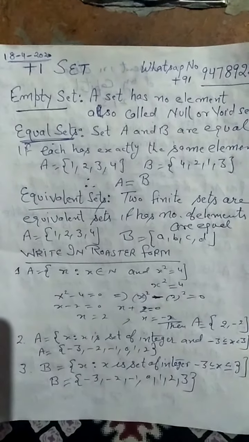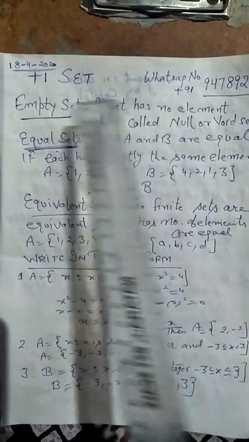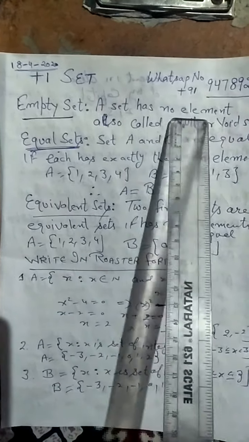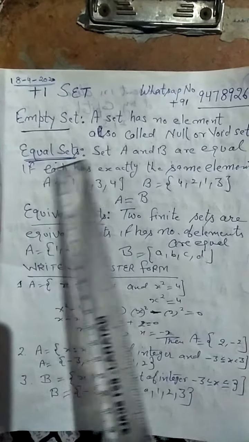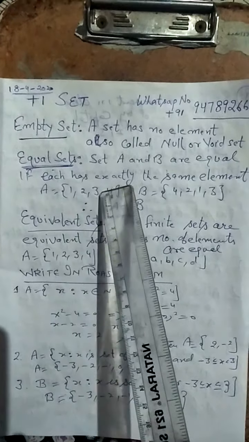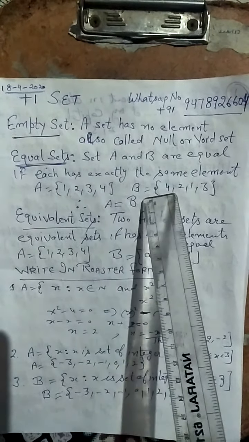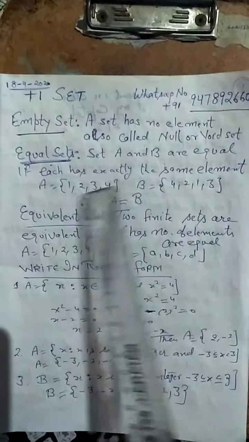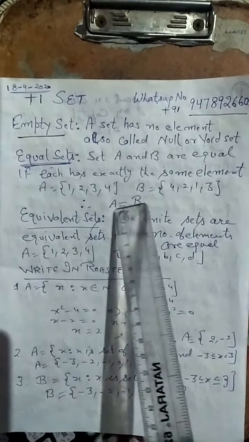Today again we are moving forward with sets. The definition of an empty set: a set that has no element, also called a null set or void set. Equal sets: sets A and B are equal if each has exactly the same elements. Like A has 1, 2, 3, 4 and B is represented as 4, 2, 1, 3. But exactly all the digits are equal in counting, and they are exactly equal. That means the two sets are equal.